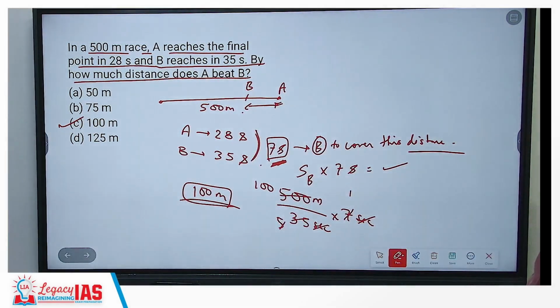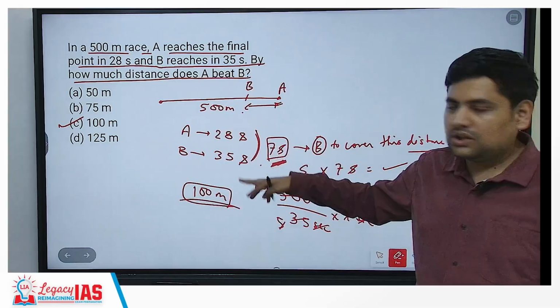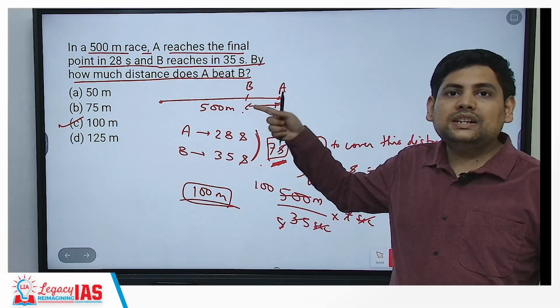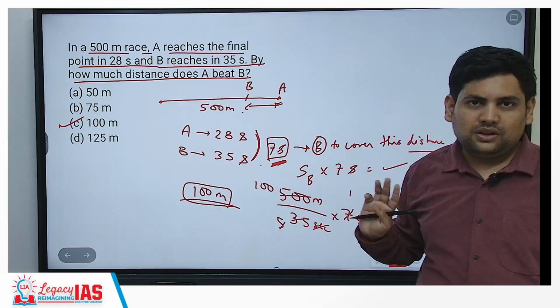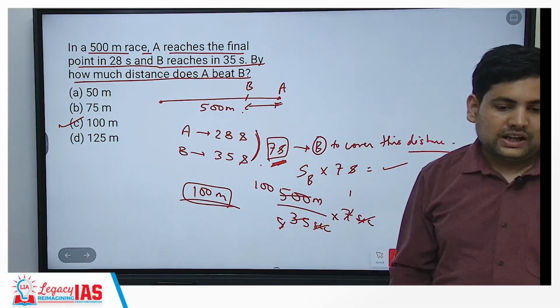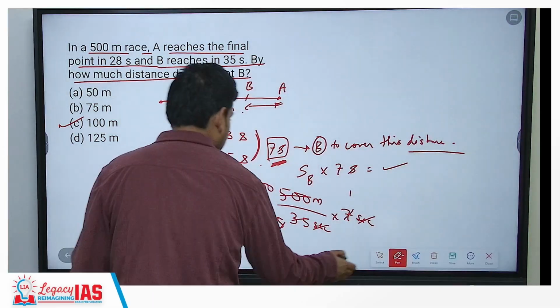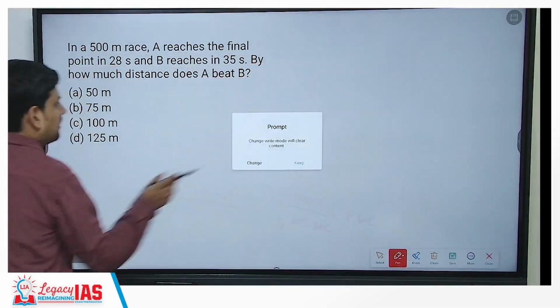Simple. Understood? You will take speed of B because B only, at its speed, will cover this remaining distance in 7 seconds, not the speed of A, of course. Understood? That's it. Now, last question.